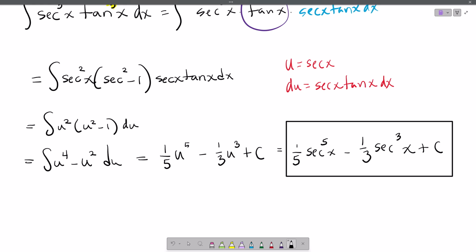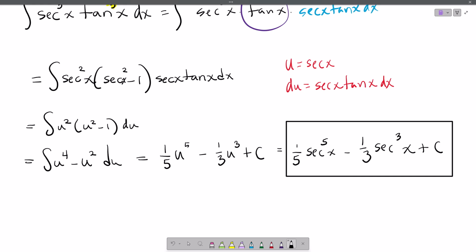Is there supposed to be the secant squared in parentheses? Up here, yeah, oh yes, thank you. Yeah, that's secant squared of x. Thanks. So many letters, not a lot of numbers.